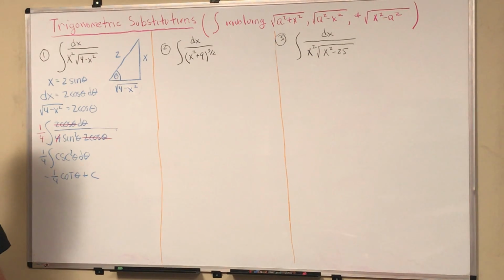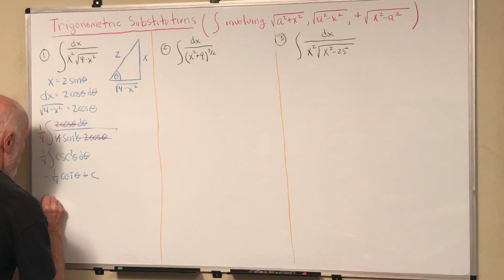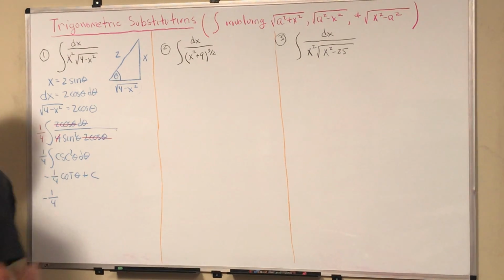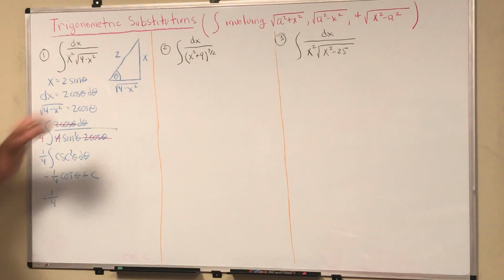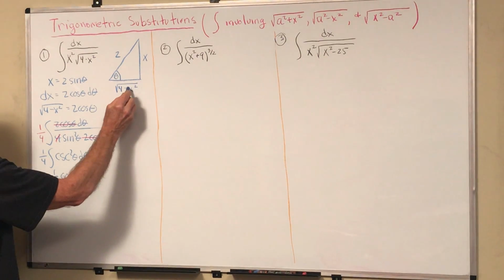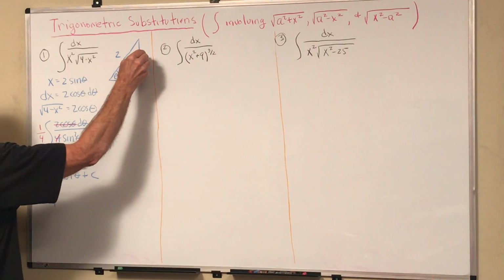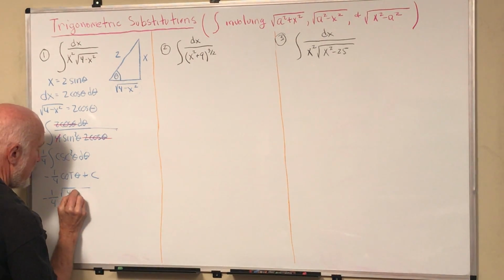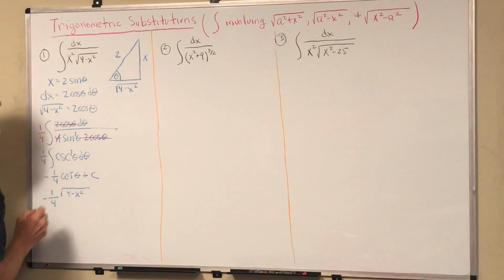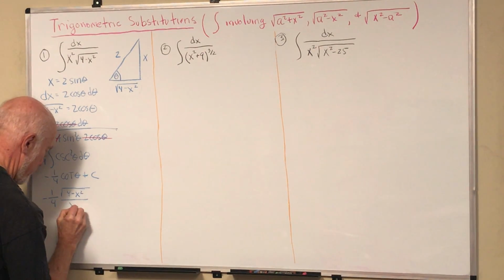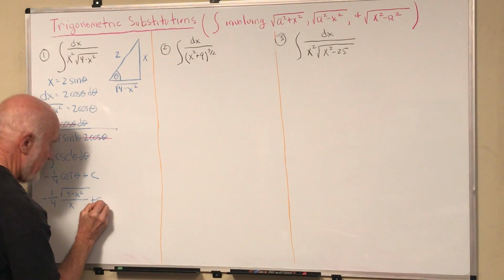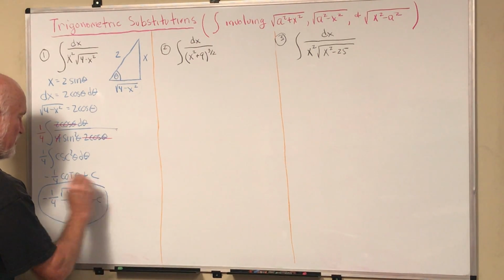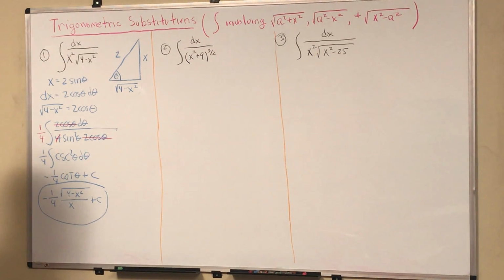But just like with u substitutions, we don't want to leave the answer with a theta in it. So what we do is go back and see what is the cotangent of theta in our triangle. The cotangent would be this side divided by this side. So you get the square root of 4 minus x squared divided by x. And we've solved our first trigonometric substitution. So we'll go on to a second one.